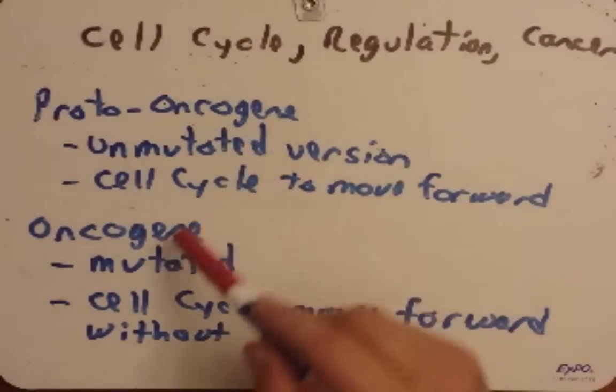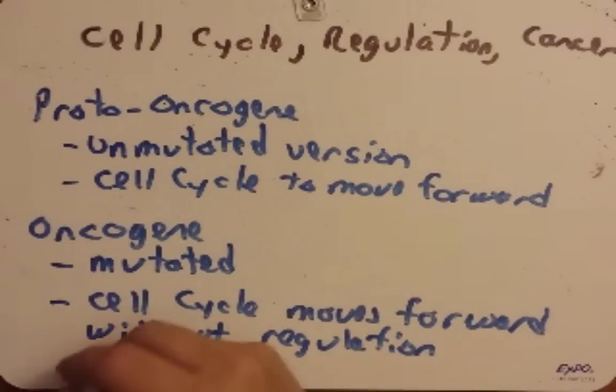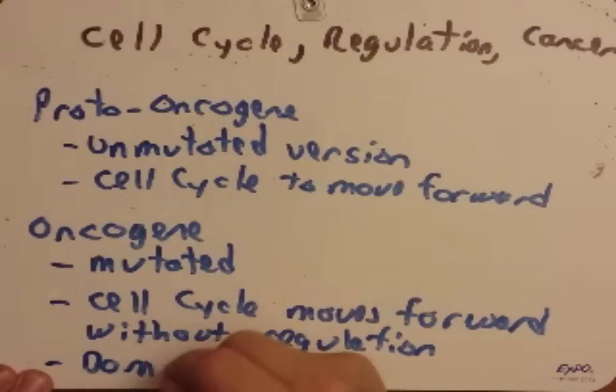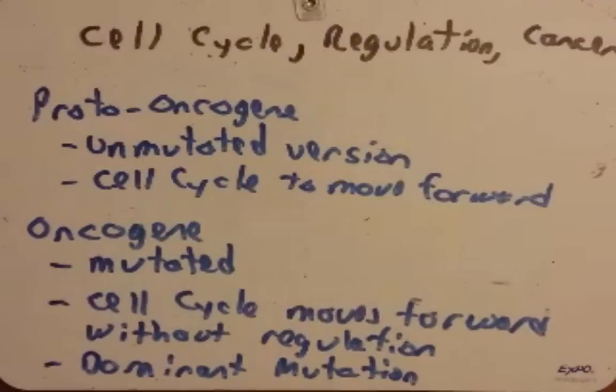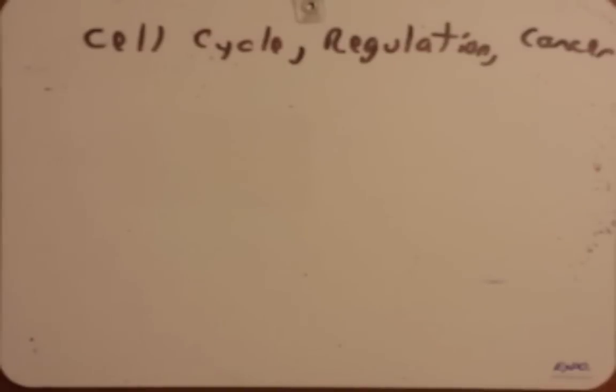Going from a proto-oncogene to an oncogene, we usually think of this as a dominant mutation. What we mean by a dominant mutation is that only one copy of the two alleles needs to be mutated. And now I want to talk a little bit more specifically about how a proto-oncogene becomes an oncogene. I think to explain this best, it's good to look at a specific example, and I want to look at a signal that tells the cell to move forward with the cell cycle.